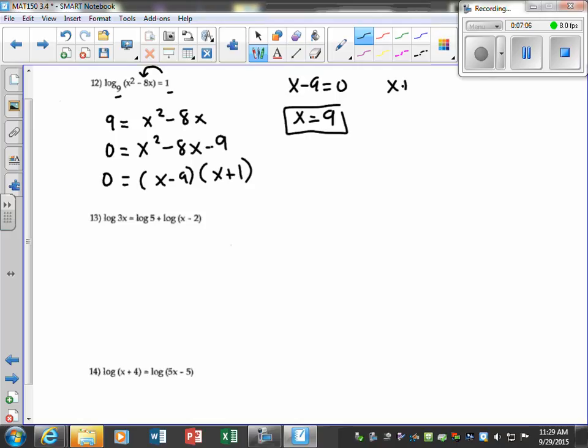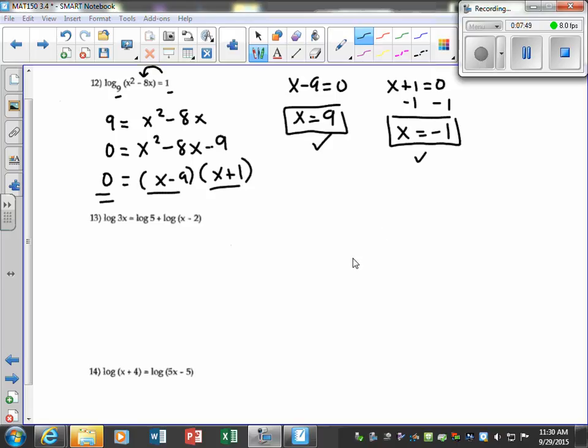Okay, and then when you set x plus 1 equal to 0, that's what we're doing over here, you get x is equal to negative 1. Now let's check these. Let's put in 9. What's 9 squared? 81 minus 8 times 9 is 72. So 81 minus 72, do we get a positive number? Yes. Alright. What about negative 1 squared? A negative 1 times a negative 1 is just positive 1. And then negative 8 times a negative 1 is positive. So will we get positive? Yes. So both of these solutions are valid.